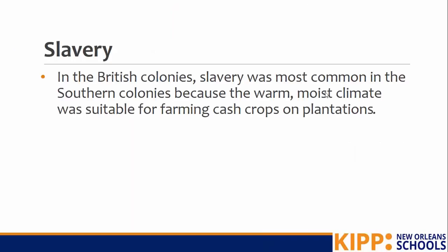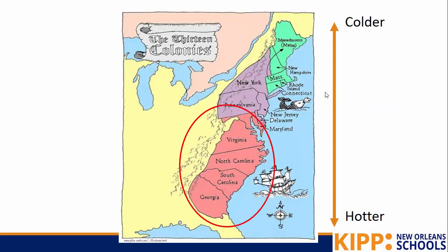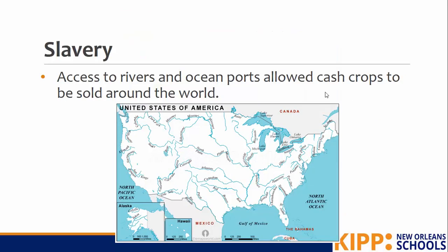In the British colonies, which we know were the 13 American colonies, slavery was most common in the southern colonies because it was warm and moist, and that made it suitable for farming cash crops on plantations. Access to rivers and ports also allowed cash crops to be sold around the world.